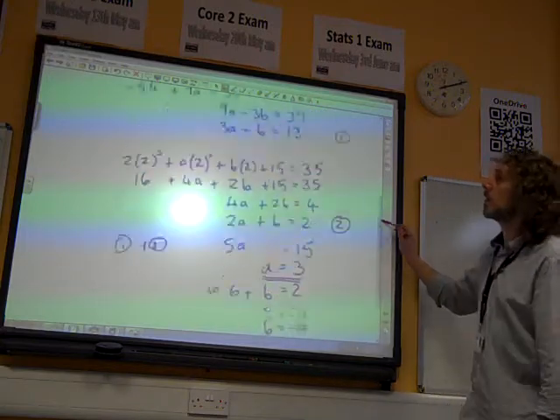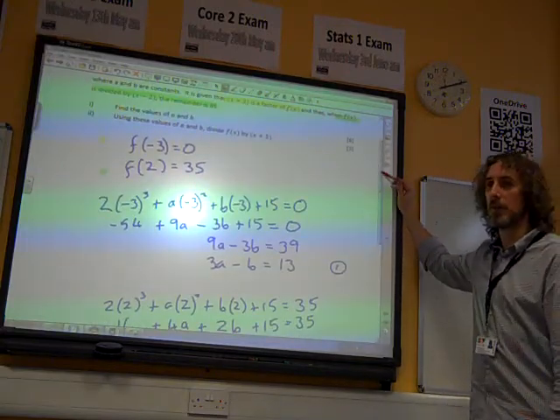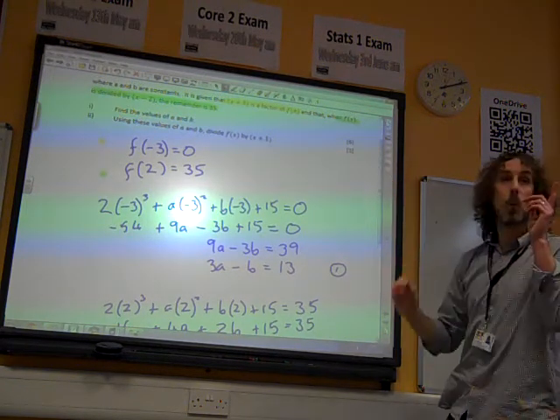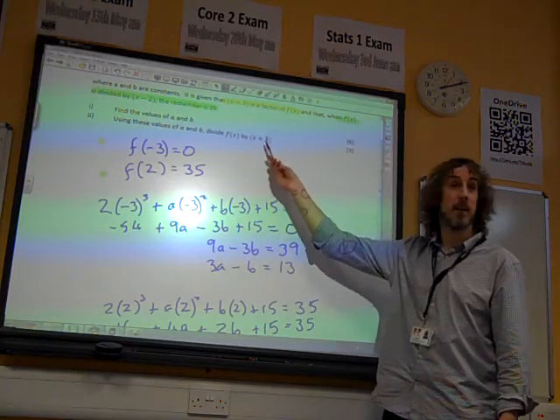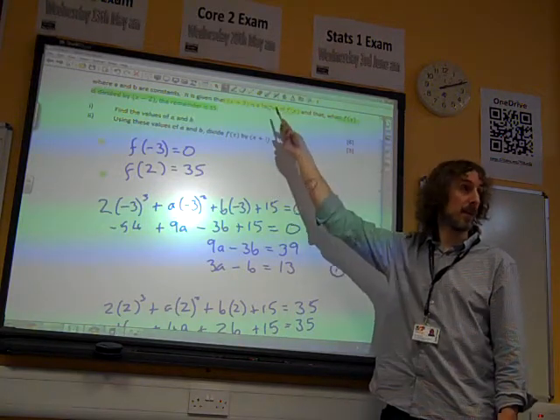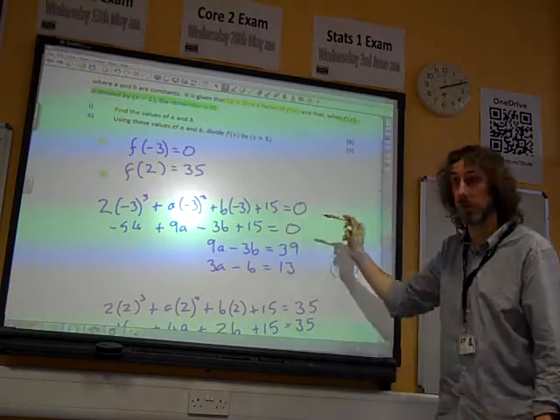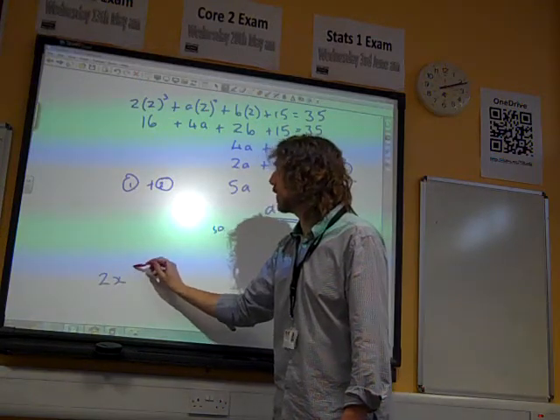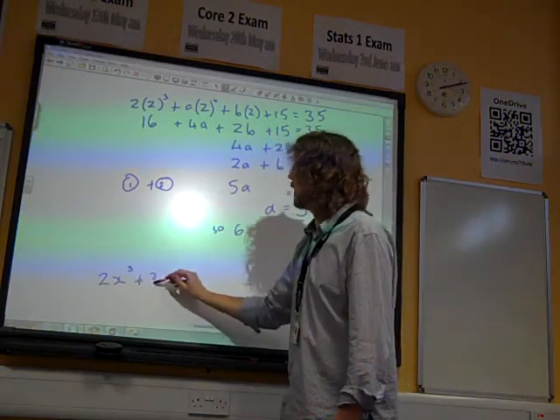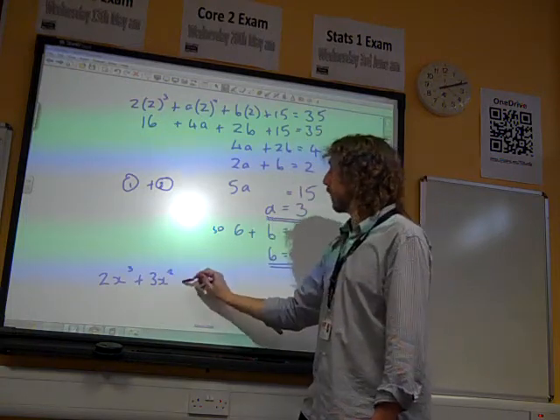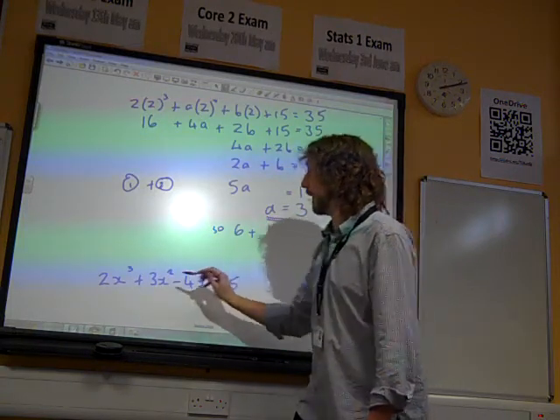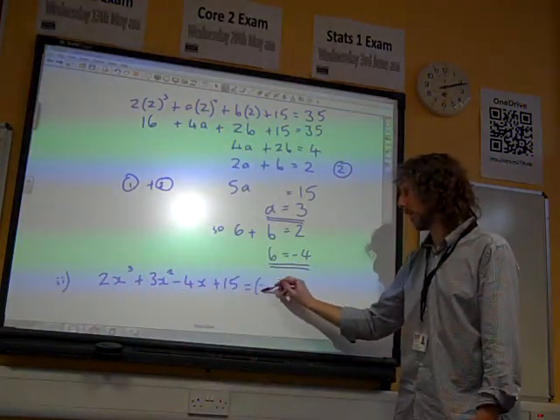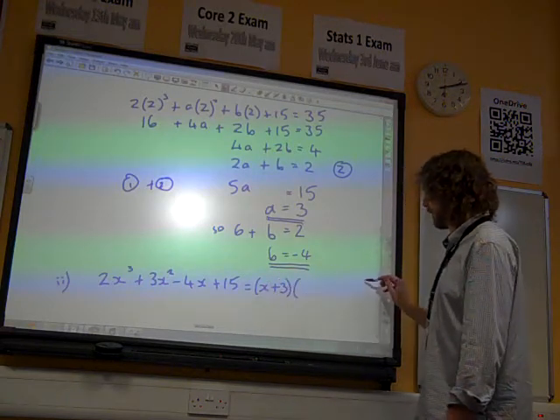Good. It then said, using these values of a and b, divide f of x by x plus 3. What do we know about x plus 3? It's a factor. So it's not really asking us for long division, it's asking us to factorise. Now we've got 2x cubed plus 3x squared minus 4x plus 15, and we're supposed to divide by x plus 3. And again, why do long division if you don't need to?